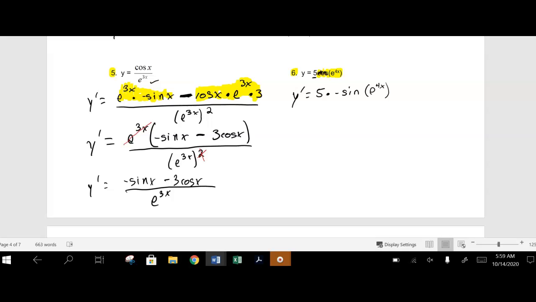Once we're done with the outside part, which we've now done, we immediately do times, and then we now go inside and take the derivative of the inside. We encounter that new function again. e to the 4x would first reproduce itself, and then we have to do the derivative of the exponent, which would be a 4. So our final simplified answer would be a negative 20 e to the 4x times the sine of e to the 4x. Okay? So not too bad. You just want to understand the exponential function, and the derivative produces the original function multiplied by the derivative of the exponent.